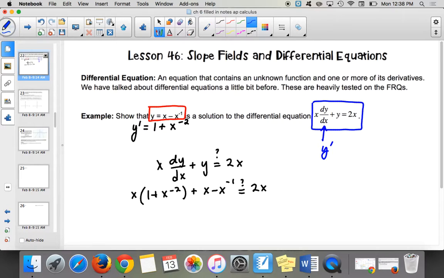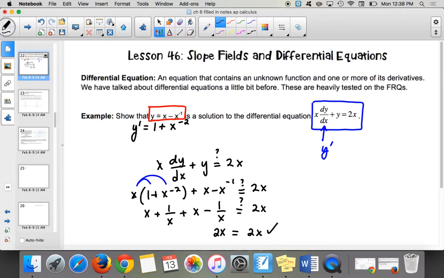So when I distribute my x in, I get x times 1 is x, and then x times x to the negative 2 is 1 over x, x to the negative 1. And then plus x minus 1 over x. And is that equal to 2x? Yep. 2x is equal to 2x, so it works. So that was just verifying that a solution to a differential equation was true.